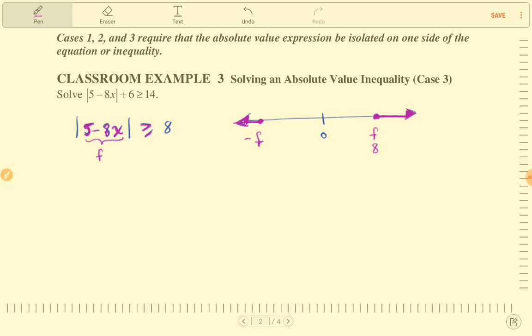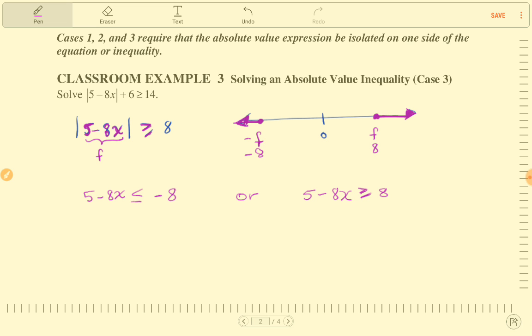All right, now that I understand that much of it, I'm going to pull that expression outside of the absolute value sign, and I see that this part can be less than or equal to negative 8, right? Negative 8. Or that same expression can be greater than or equal to positive 8. So that's how you want to set it up.